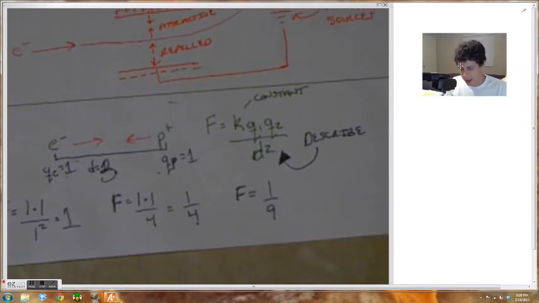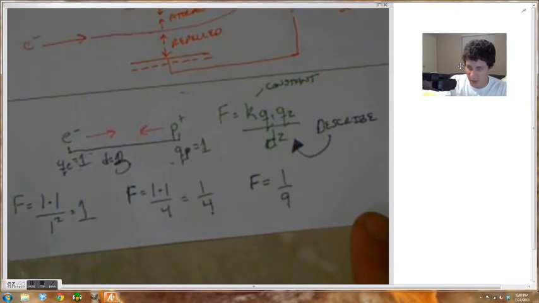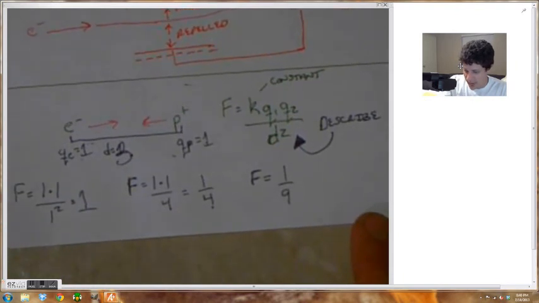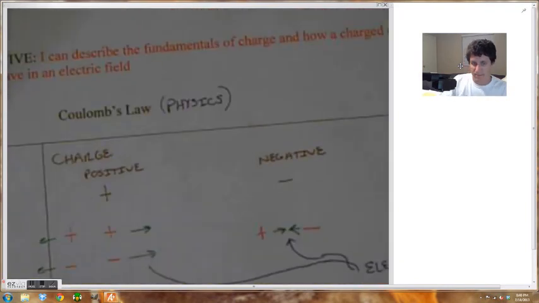I'm going to go ahead and cut the video off there. I'm going to try to make the videos actually a little bit shorter. They're easier to upload that way, and I think they're a little bit easier to digest. So that's Coulomb's law.